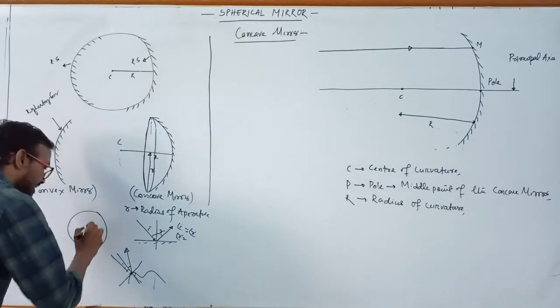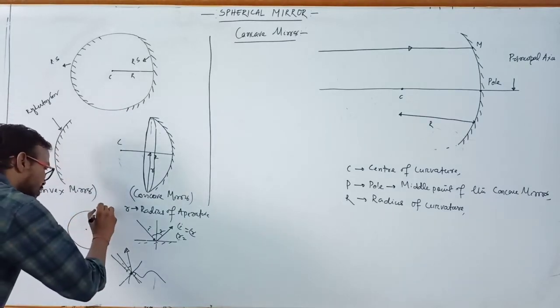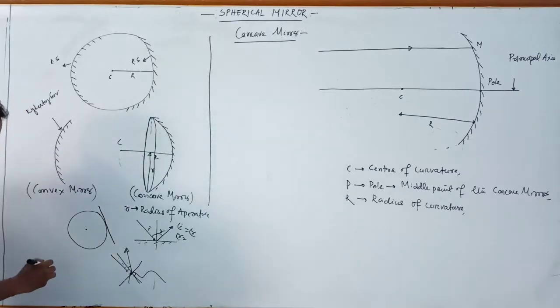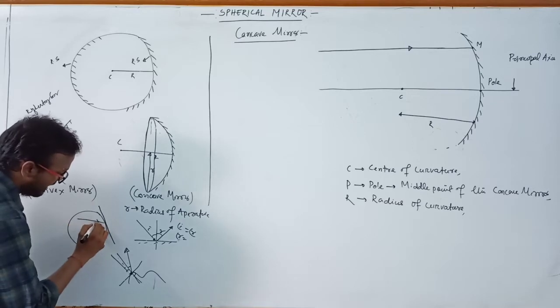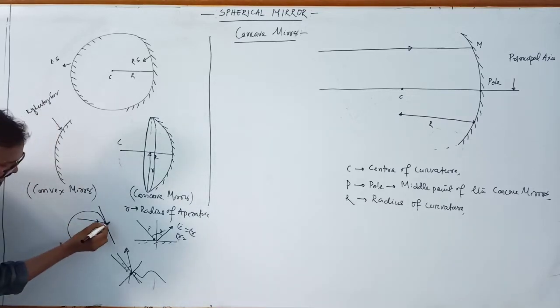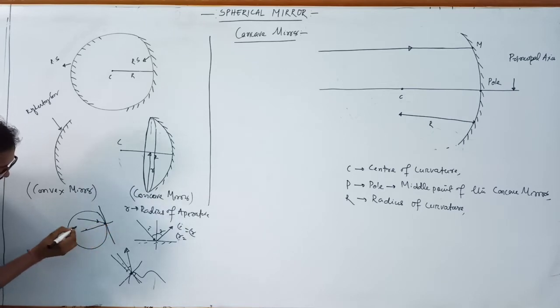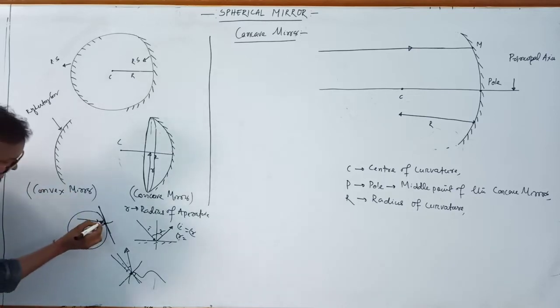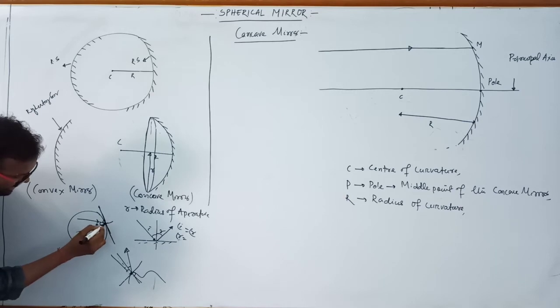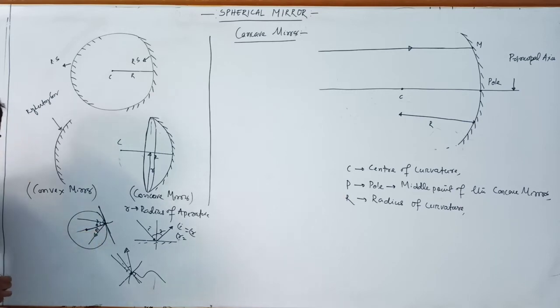Similarly, this is a sphere, and if we draw a tangent at this point, and suppose we have a ray like this on the reflecting surface, this is the incident point. Now we have to draw a tangent. This is the tangent and this is the center of curvature C. If we draw a normal at the incident point, then all normals pass through the radius and through the center of curvature. So this angle is 90 degrees, and this angle is theta. Now this ray reflects at an angle theta.